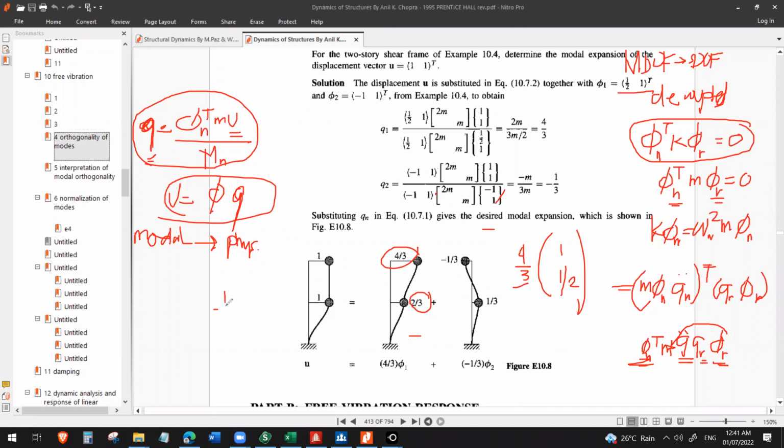Then negative 1/3 is multiplied by 1 and negative 1. So negative 1/3 times 1 is negative 1/3, and negative 1/3 times negative 1 is positive 1/3. Okay? So those are the Q values, multiplied with the mode shape eigenvectors. So that's what you call the modal expansion.